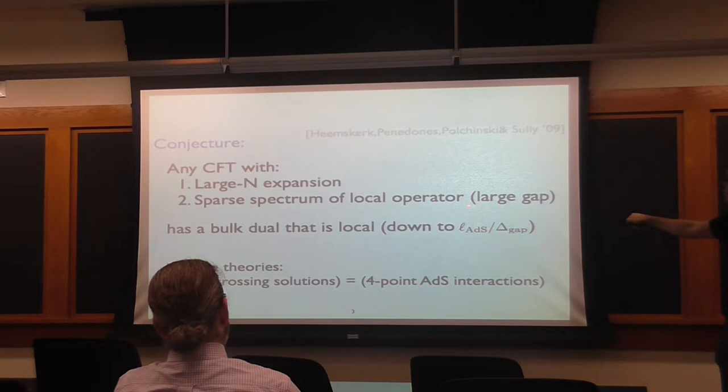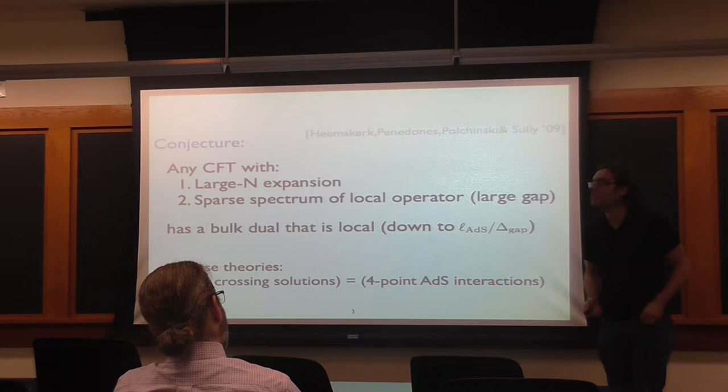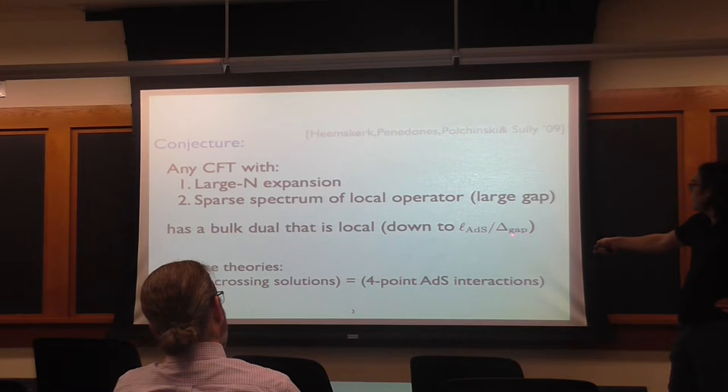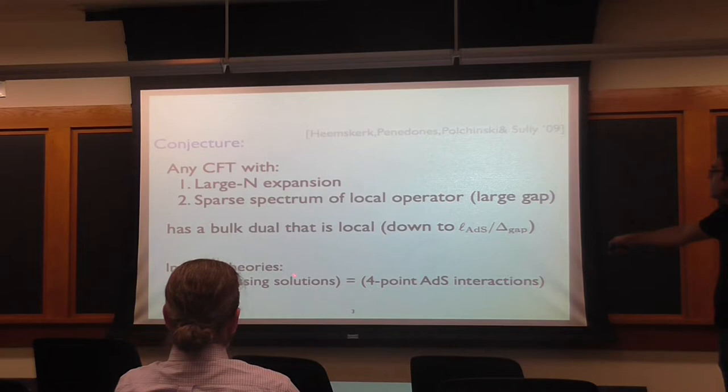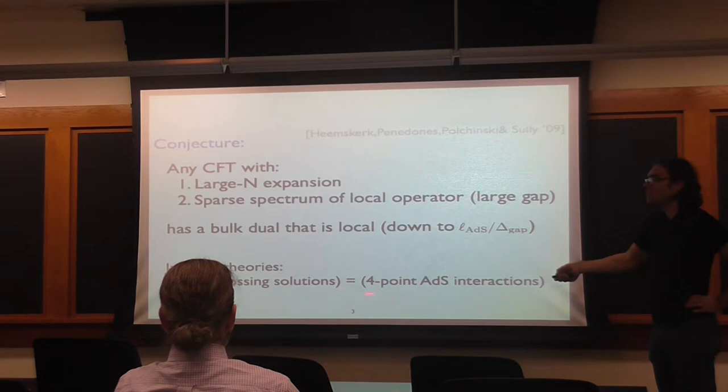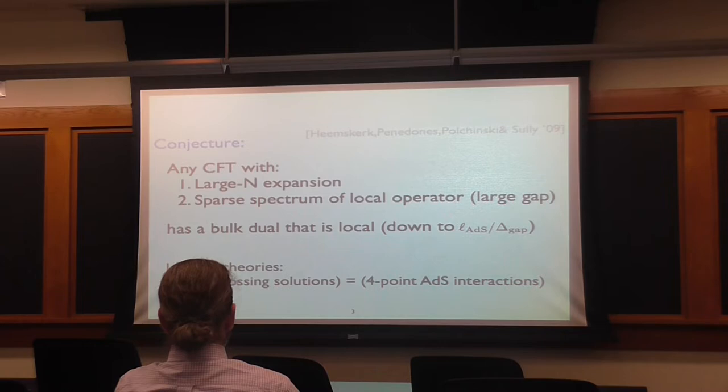then the conjecture is that any theory with these properties will have a bulk theory that is described by gravity. One that behaves like a local theory of gravity, down to some scale that's set by this gap. So this is a very, very stimulating conjecture. And one thing that they show, for example, is that if you classify the solutions to crossing symmetry for such theories, you find that they're exactly the same as the contact interactions, so basically Lagrangians you could write down in AdS. So that gave some evidence for the duality.